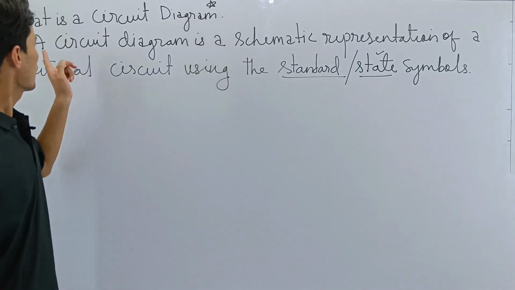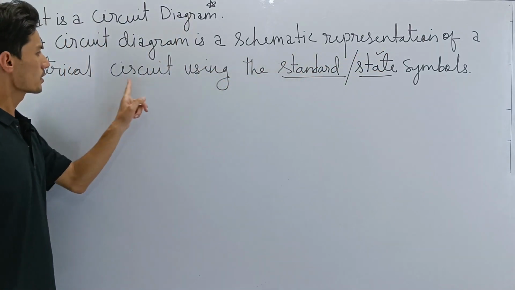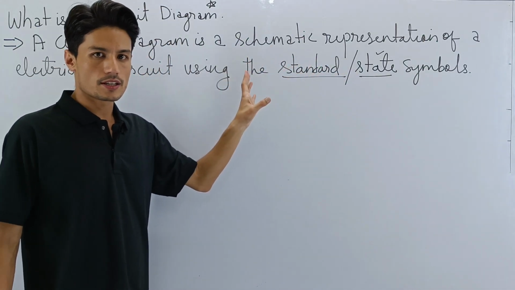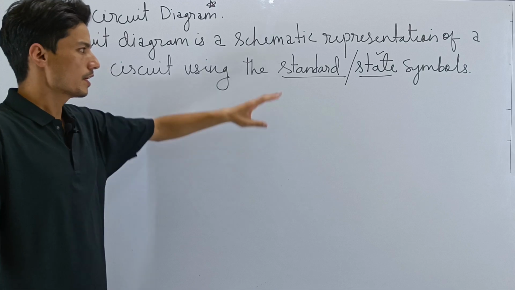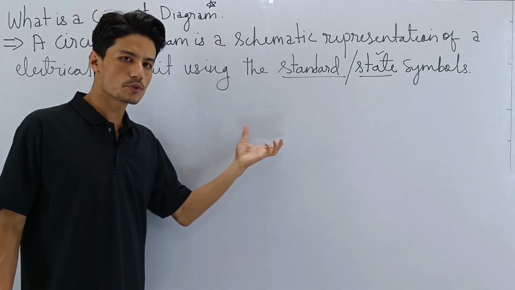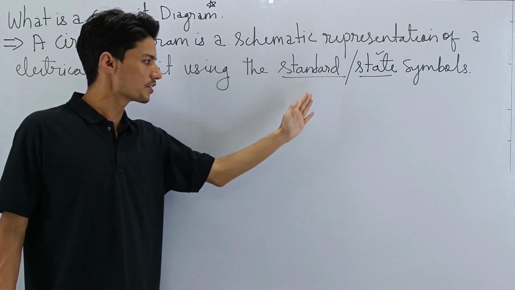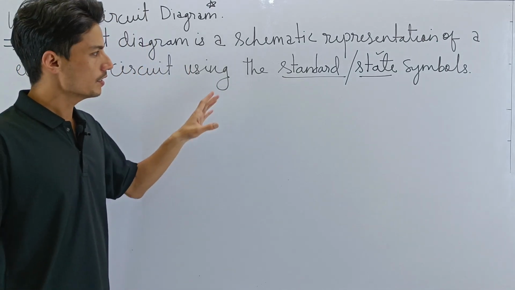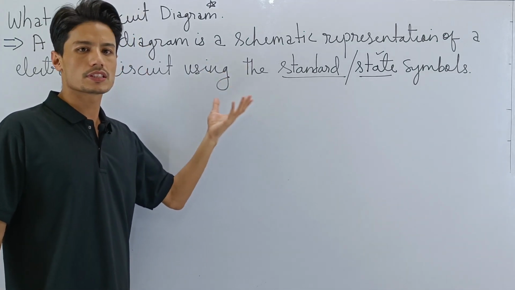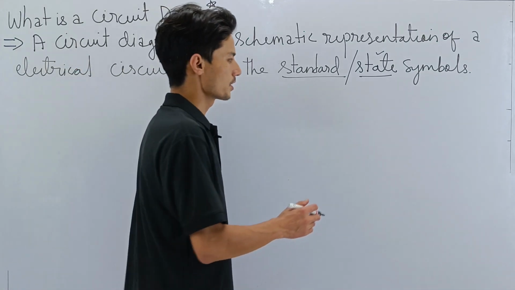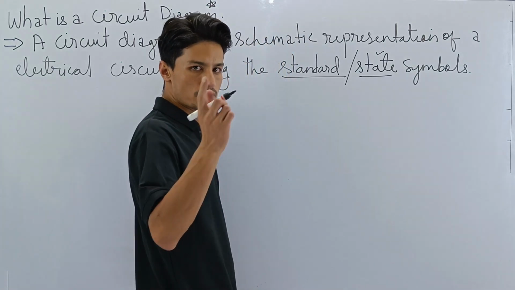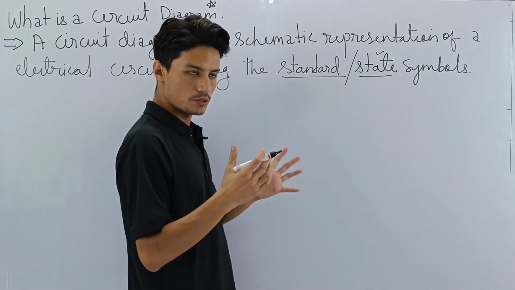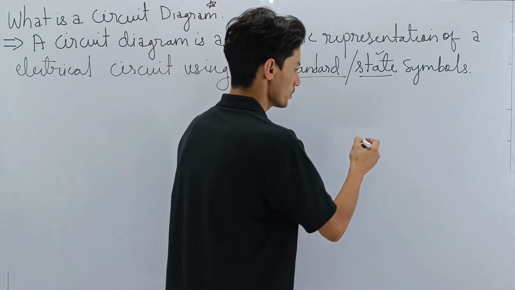So a circuit diagram is a schematic representation of an electrical circuit using standard symbols. A diagram which is drawn using the symbols that we have just studied to represent an electric circuit is called a circuit diagram. So let us draw an electrical circuit using those state symbols. I'll tell you what an electrical circuit is also, but first let us try to draw one. We will start with the battery.